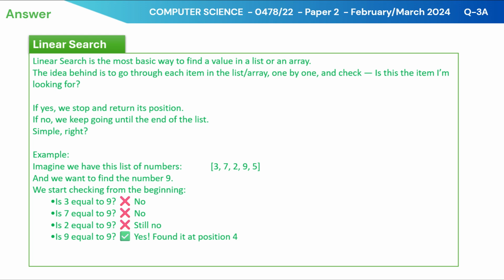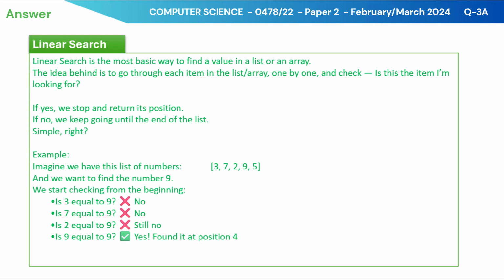Linear search is the most basic way to find a value in a list or an array. Here's the idea. We go through each item in the list one by one and check, is this the item I'm looking for? If yes, we stop and return its position. If no, we keep going until the end of the list. Simple, right? Let me give you an example.